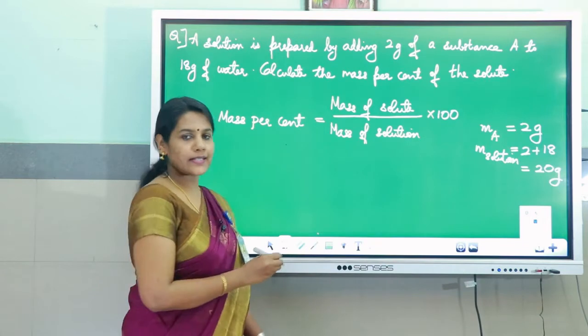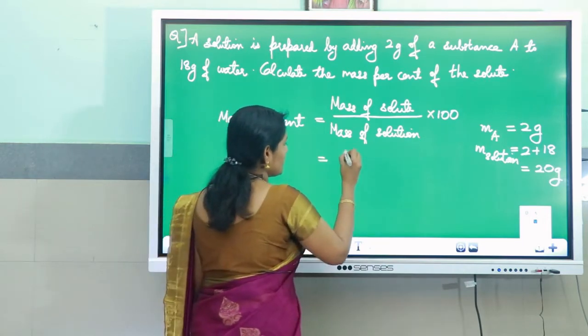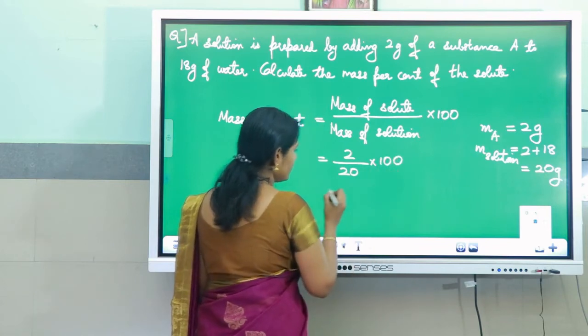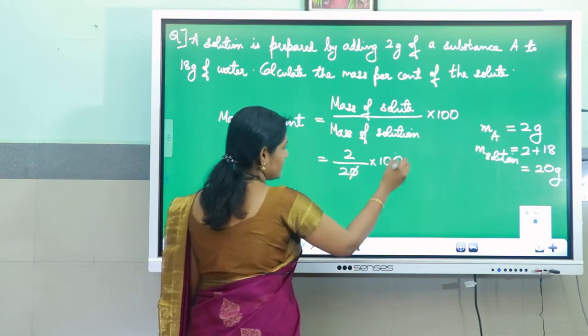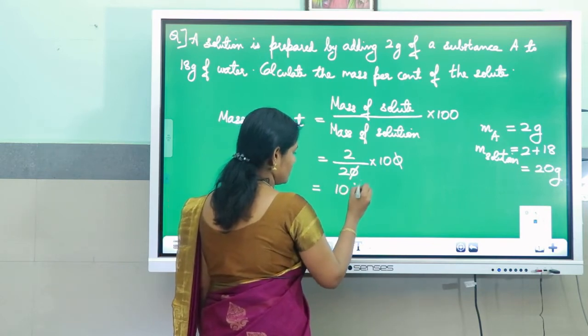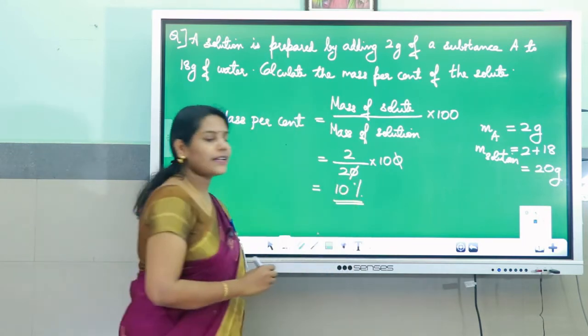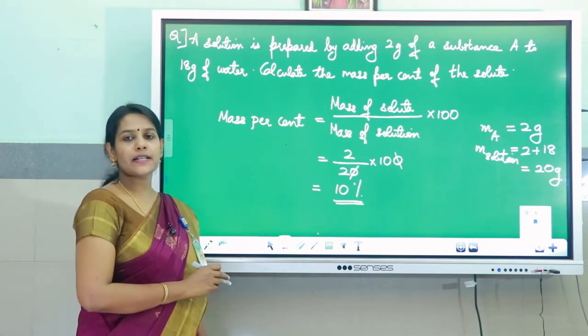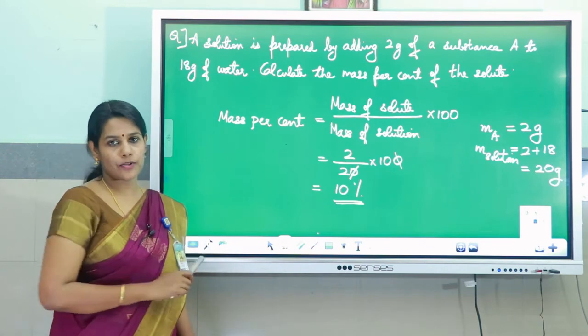So, let us substitute these values. 2 divided by 20 into 100. So, we will cut the zeros, and you will get the answer as 10%. This is the mass percent of the solute in the solution.